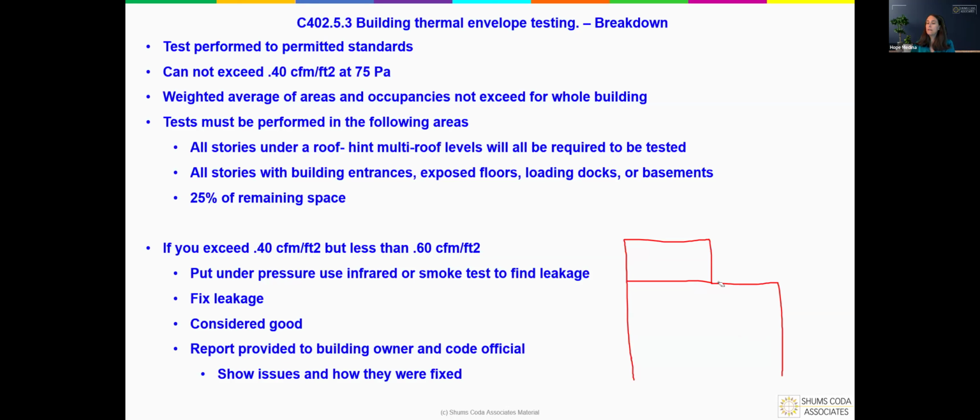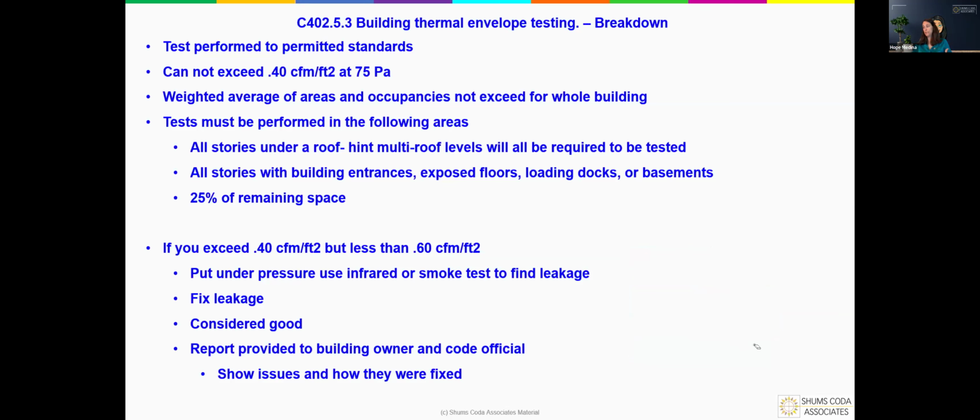Does that make sense for everyone? Raise your hand if you have any questions about what I just said, because I know it gets a little confusing. And then for the remainder of the area that's available, you are required at that point to go ahead and put 25% of that on test.